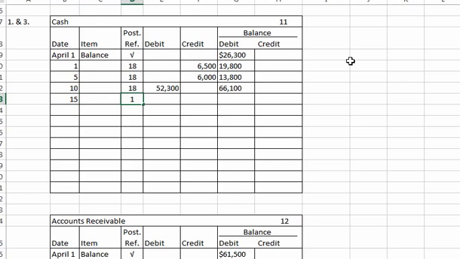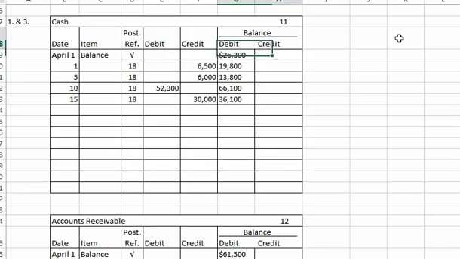From journal page 18, it's a credit to cash for $30,000. All right, we had a debit balance and a credit entry, so we're going to subtract. So $66,100 debit balance minus our $30,000 credit entry leaves us with a debit balance of $36,100. And that should make sense, but it's a debit balance because the $66,100 is larger than the $30,000.